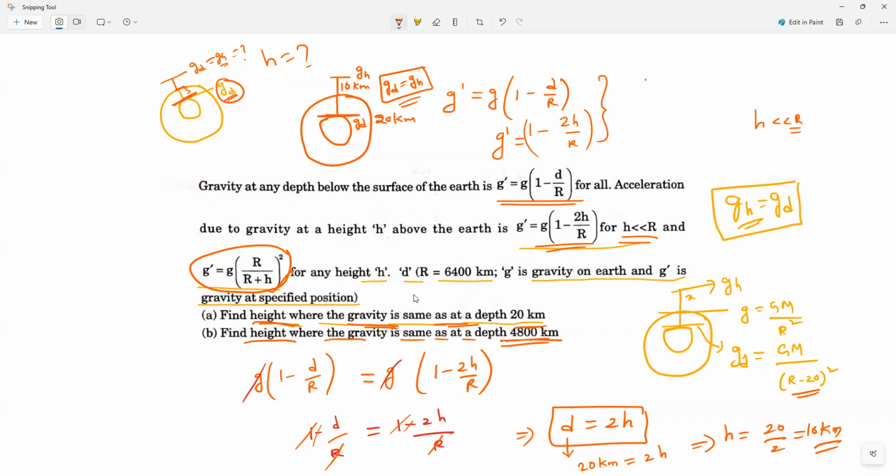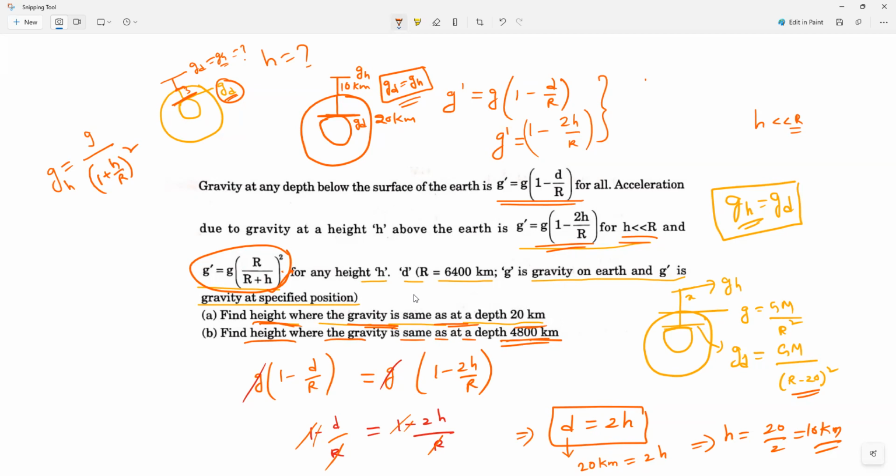Okay. So I am using this. Actually, the original formula you have written above height, g_h is equal to G divided by 1 plus H by R whole square. Am I right? Everybody? Correct? All of you?